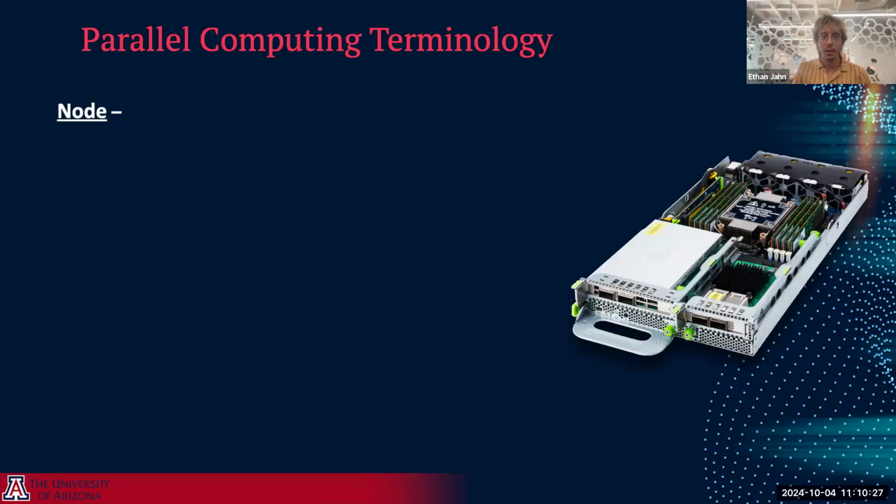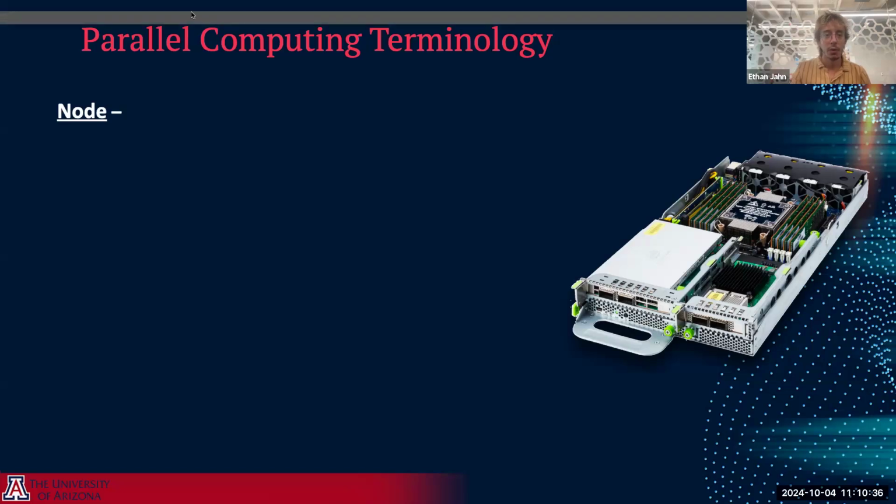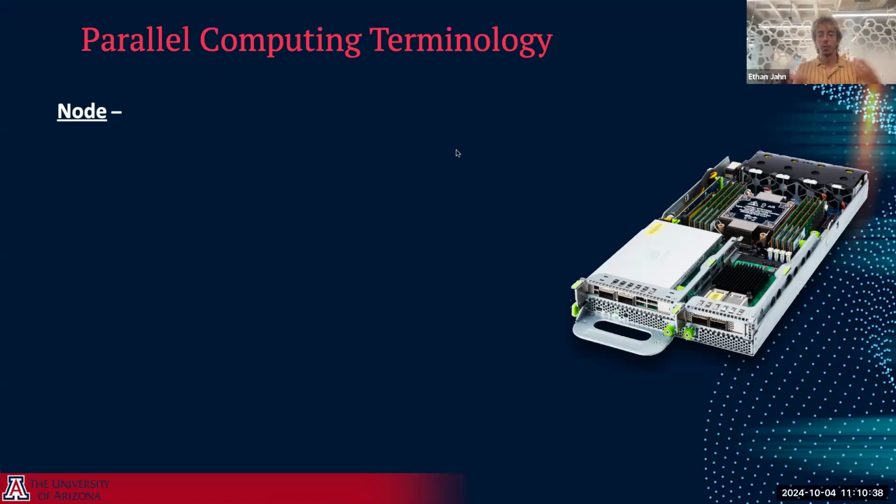So here's some terminology. Now we're going to go over a few key words that are often used when talking about parallel computing. We're going to do this just to make sure that we're all on the same page about what these terms mean, because sometimes there's a little bit of confusion as to what they are. So let's go through and try to clear that up a little bit. And as always, if there are any questions, feel free to let me know.